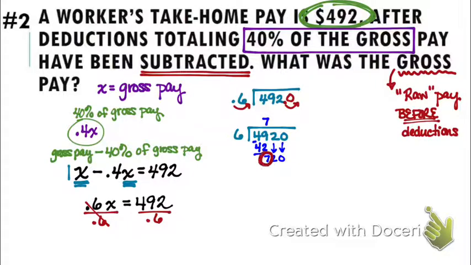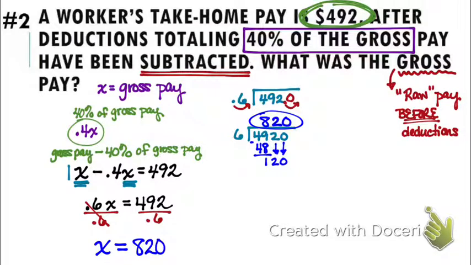Because if you look at this right here, is that bigger than what I was dividing by? All right. 648. 820. All right, so I have 48. I can bring this down. How many times does 6 go into 120? 20 times. So x is 820, which means my answer to this question is what?